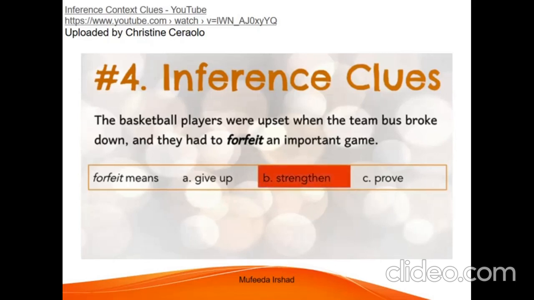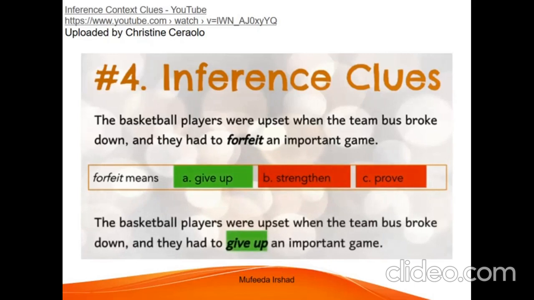Okay, strengthen doesn't work. They wouldn't strengthen an important game, especially if they're not there. Prove doesn't work either. They can't prove themselves and it doesn't really make sense in this sentence. Give up. Well, this makes sense because if the team bus broke down, they couldn't get there, and if they can't get there, they have to give up the game or forfeit the game. So let's try that. The basketball players were upset when the team bus broke down and they had to give up an important game. That makes sense.